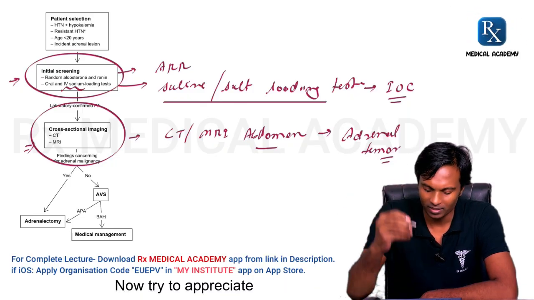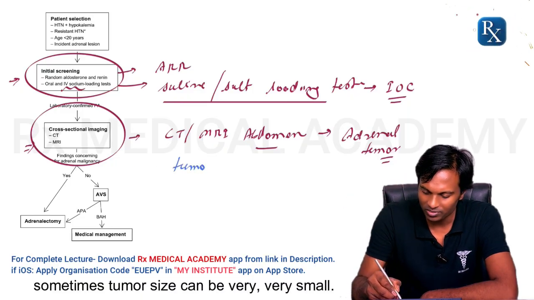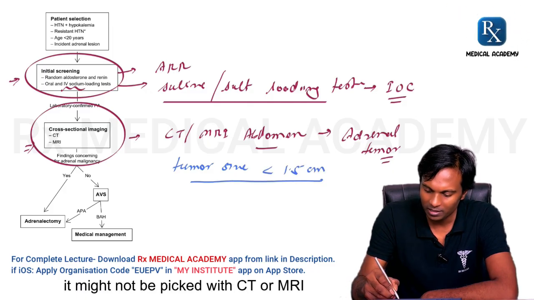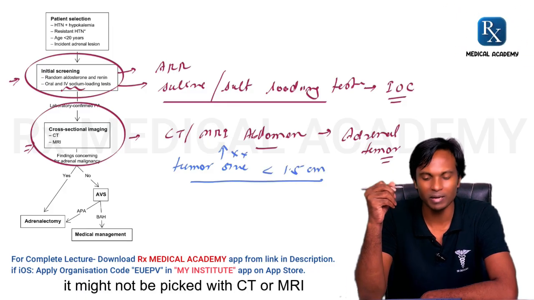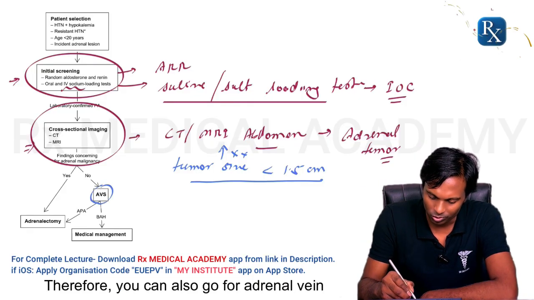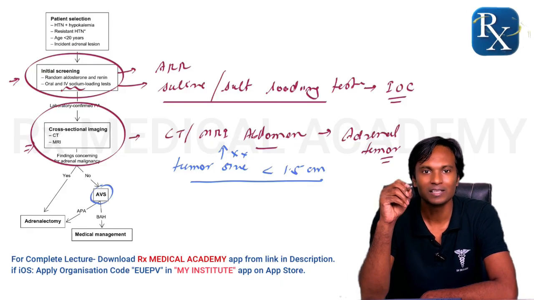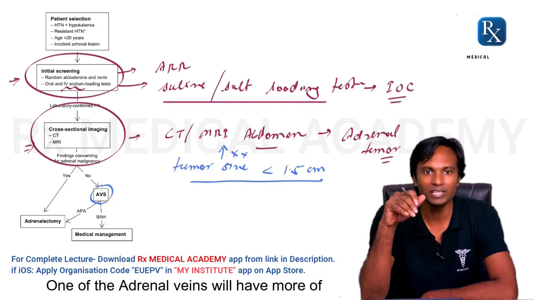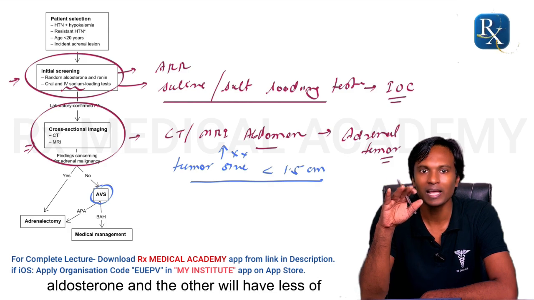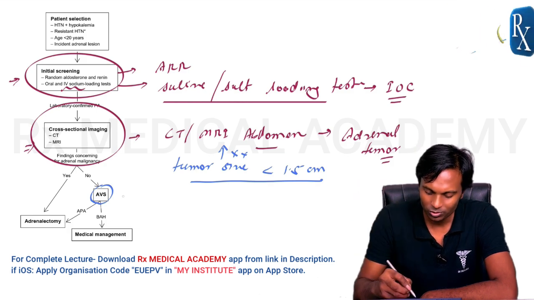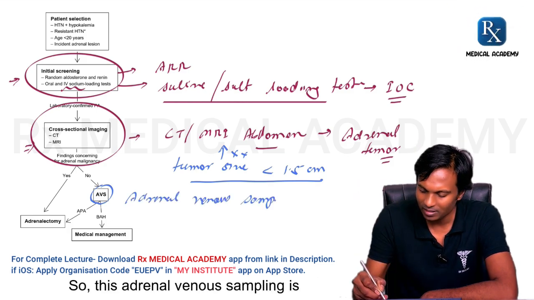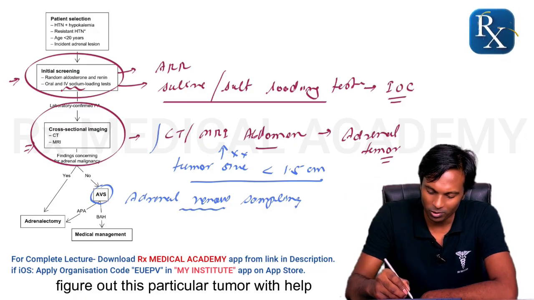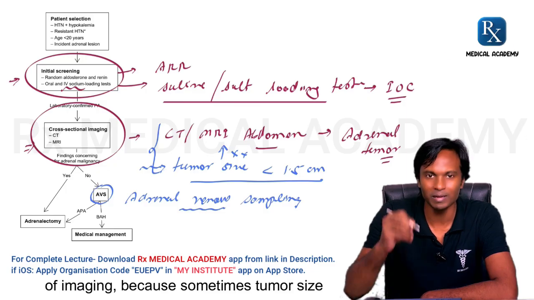Now, try to appreciate, sometimes tumor size can be very small. If tumor size is less than 1.5 centimeter, it might not be picked up with CT or MRI abdomen. Therefore, you can also go for adrenal vein sampling. This will be very productive. In case the tumor is smaller and unilateral, one of the adrenal veins will have more aldosterone and the other will have less aldosterone. So this adrenal venous sampling is an important investigation in case you cannot figure out this particular tumor with the help of imaging, because sometimes the tumor size might be very small.